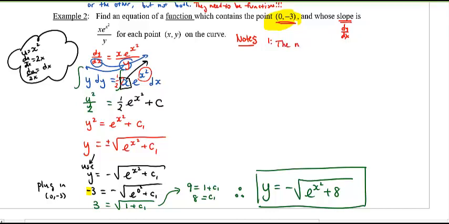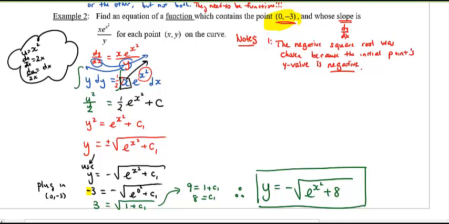Okay, so the negative square root was chosen because the initial point given, the y value of it, was negative. So that's why I chose the negative one right here.